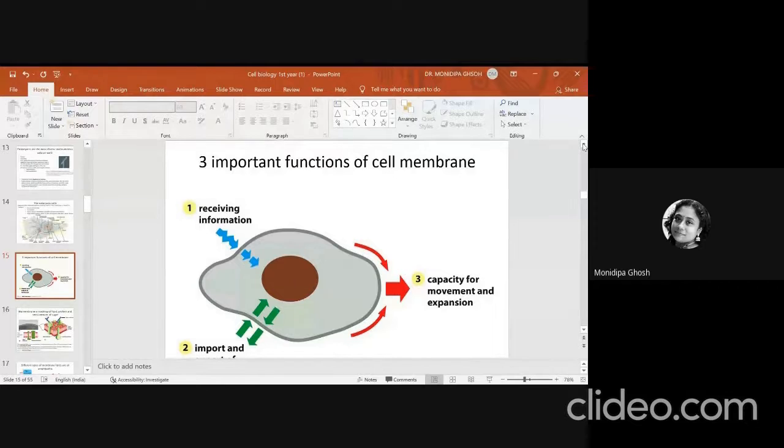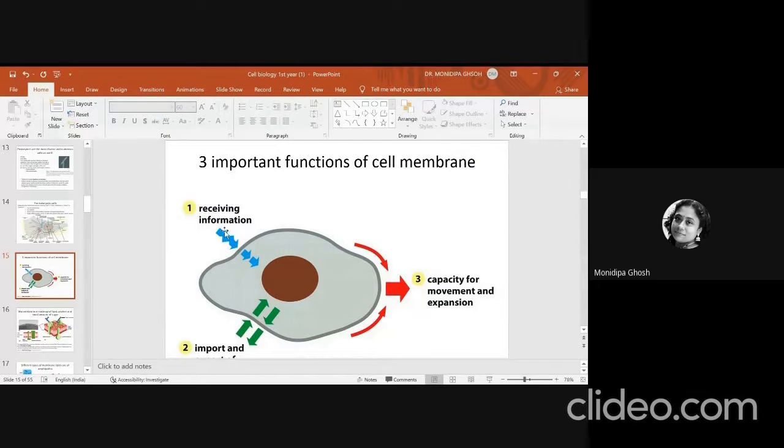Now we are coming to the functions of the cell organelles, that is the cell membrane. Cell membrane is the outer layer of the cells. The animal cells only have cell membrane, but the plant cells have both the cell wall, and beneath the cell wall there is the cell membrane. Now the functions of the cell membrane: number one is receiving information from outside the cell. If there are different changes happening, they interact with the receptors on the cell membrane, and the information is passed to the molecular level cell signaling pathways inside the cell.